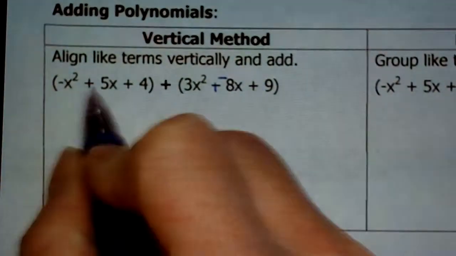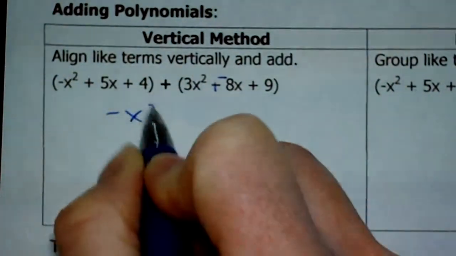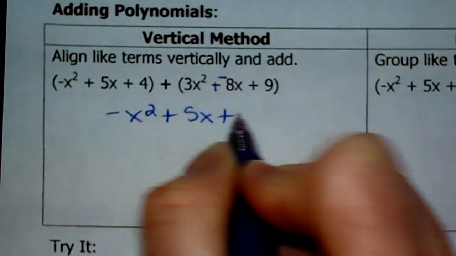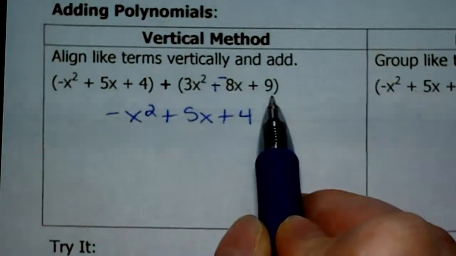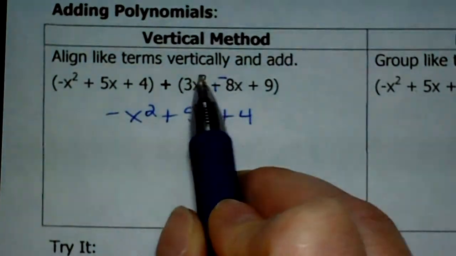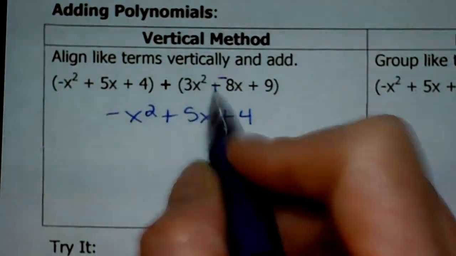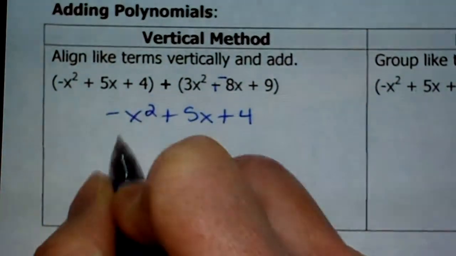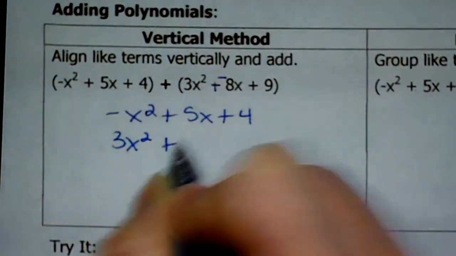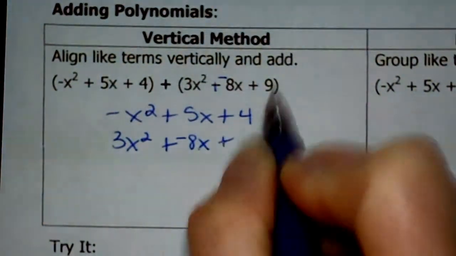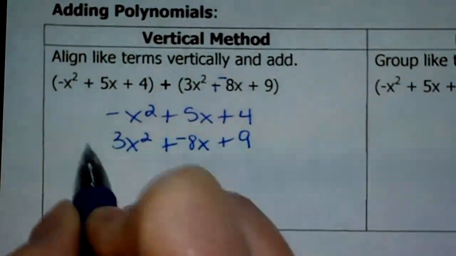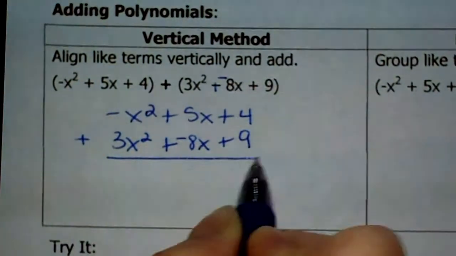So I'm going to write this first polynomial. It's negative x squared plus 5x plus 4. And to that I want to add 3x squared plus negative 8x plus 9. So this is what I mean by lining up the terms. Negative x squared goes with the other x squared. And then this negative 8x is going to combine with that 5x. And then the 9 would go with the 4. Neither of them has an x term. And we're going to add those together.